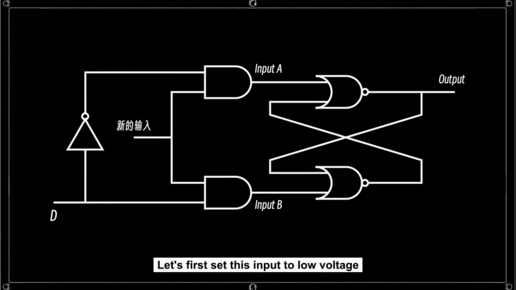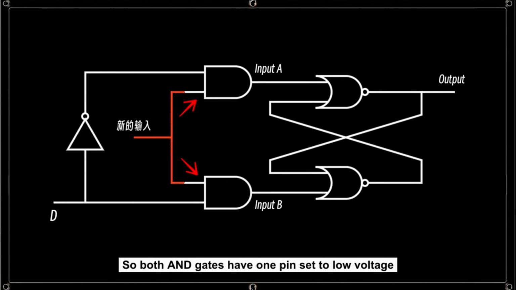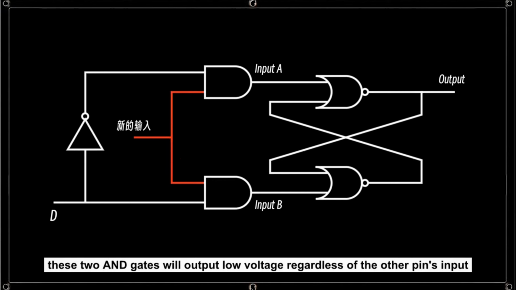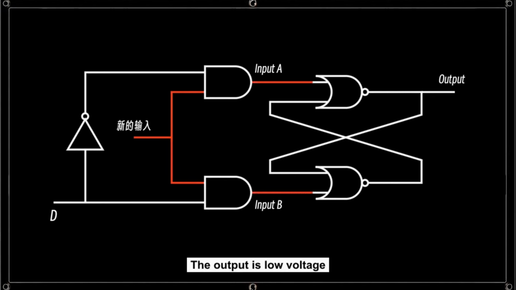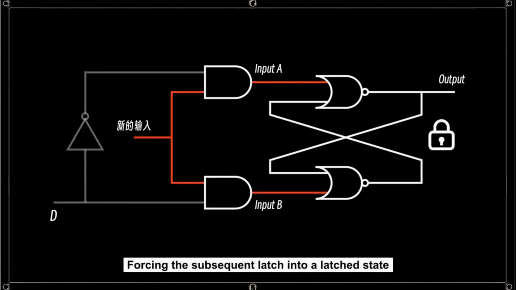Let's first set this input to low voltage. So both AND gates have 1 pin set to low voltage. According to the characteristics of the AND gate, these 2 AND gates will output low voltage regardless of the other pin's input. This effectively blocks the data input, forcing the subsequent latch into a latch state.